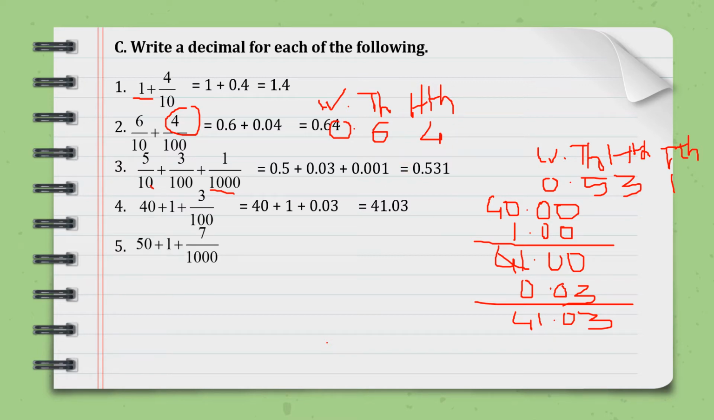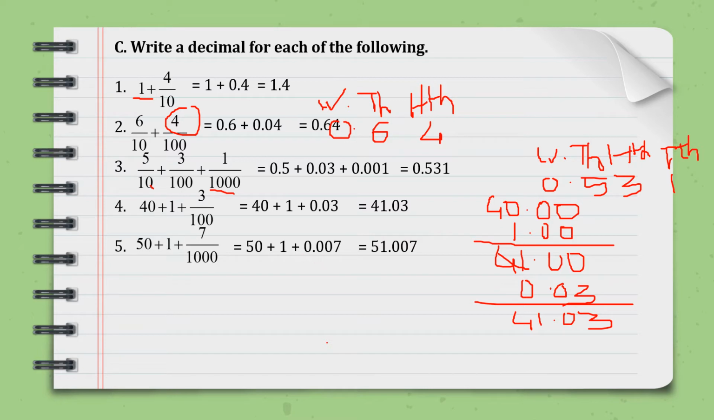Next example is 50 plus 1 plus 7 upon 1000. Now 50 plus 1 is a whole part. So it will be 51 and 7 upon 1000. How can it be written? As 0.007. So 51 plus 0.007 in the decimal form, because there is no number at the tens place and hundreds place. Only two whole numbers, that is 50 and 1, and 0.007.